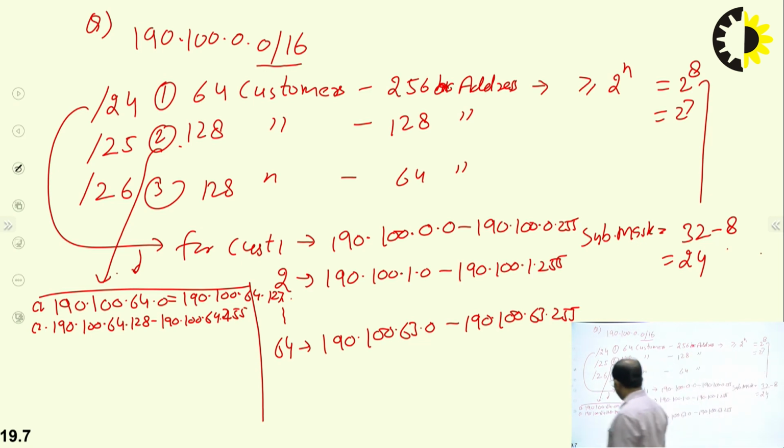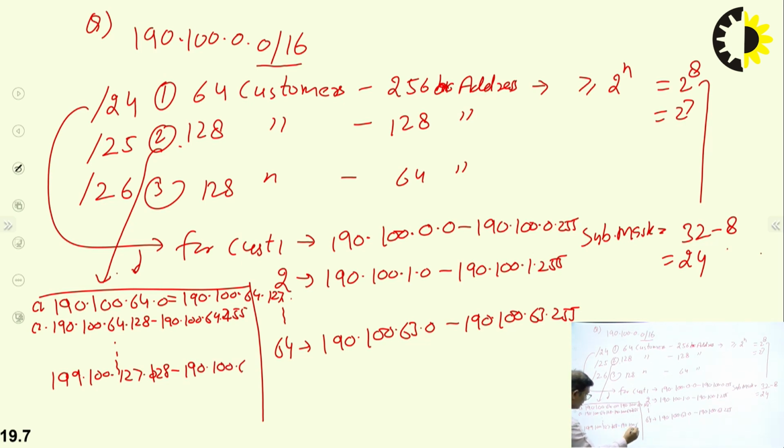So what are we doing? The final range for customer 128 is 190.100.127.128 to 190.100.127.255. This will be customer 128.